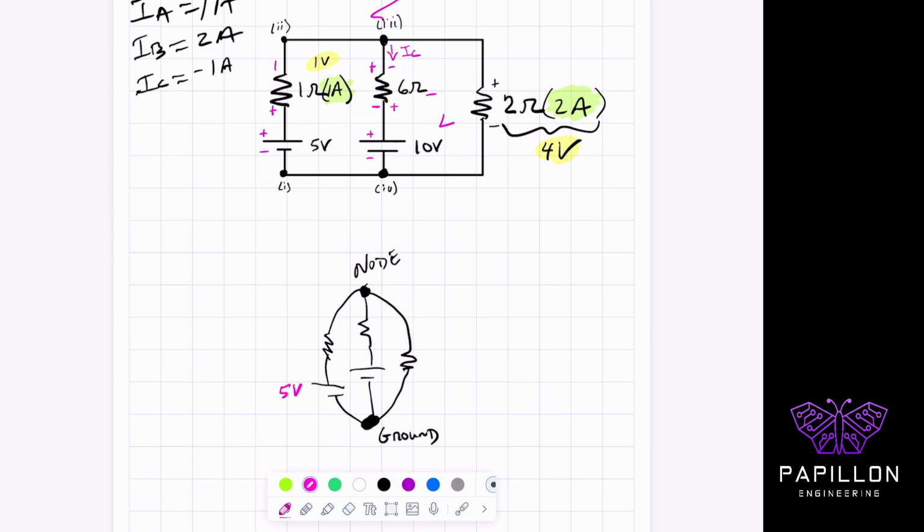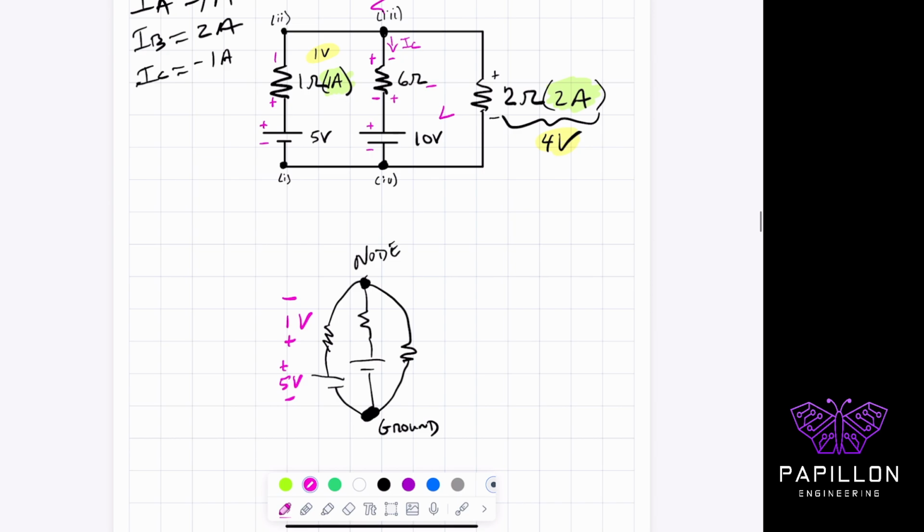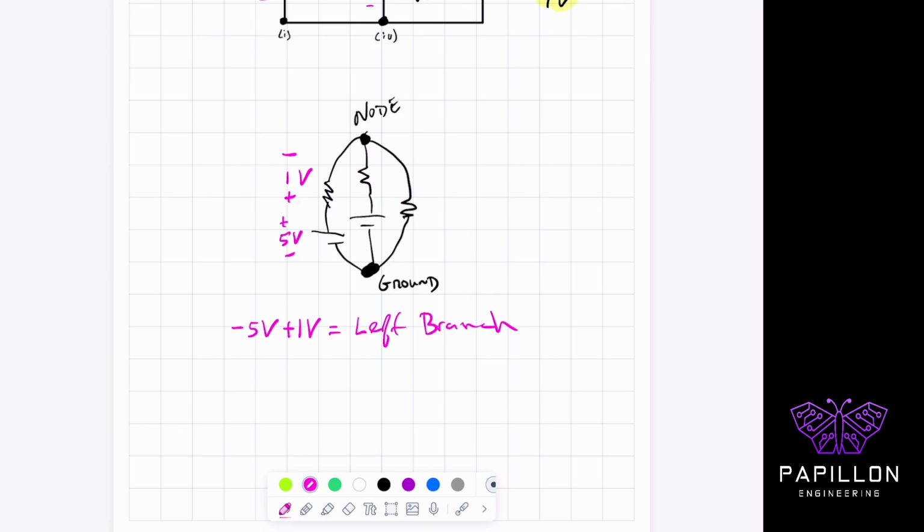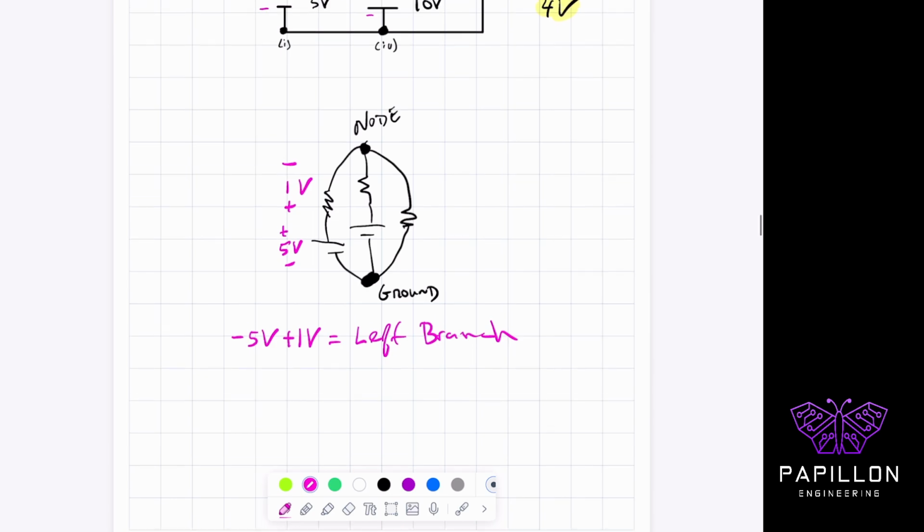You can have 5 volts here, minus positive, and you're going to have 1 volt here, positive, negative. So in other words, to read the leftmost branch, it's the sum of the voltages. If I start from the bottom, the ground side, you're going to read it as minus 5 volts plus 1 volt equals the left branch, just for lack of better terms. Normally I label them, but let's just go with that. So I get back a net voltage of minus 4 volts from the bottom.